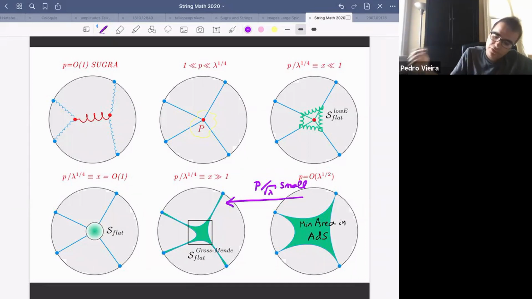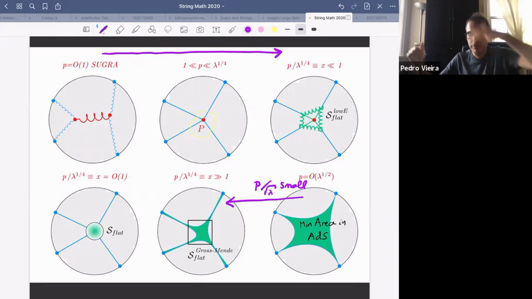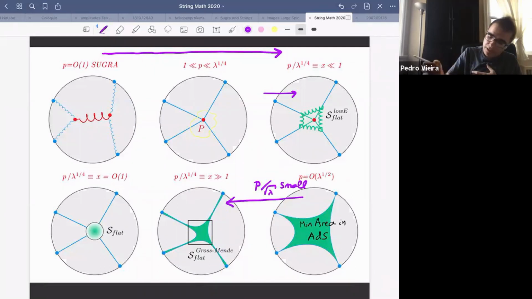So this is something for the future. What we are going to do instead is start from supergravity and try to increase p, take p to be large and see how far we can go, and we would enter flat space through this other corner here. I will only make some comments about these really big operators that generate these big classical areas at the very end.